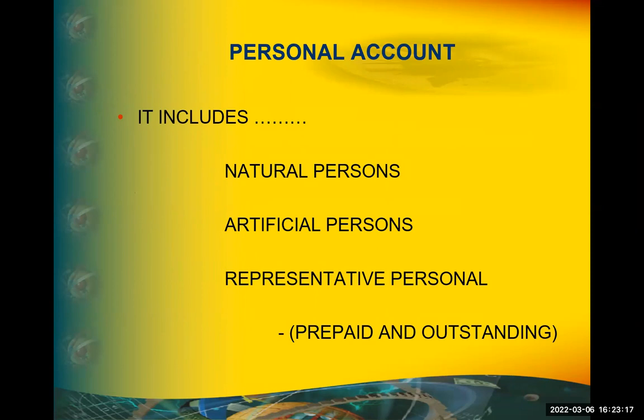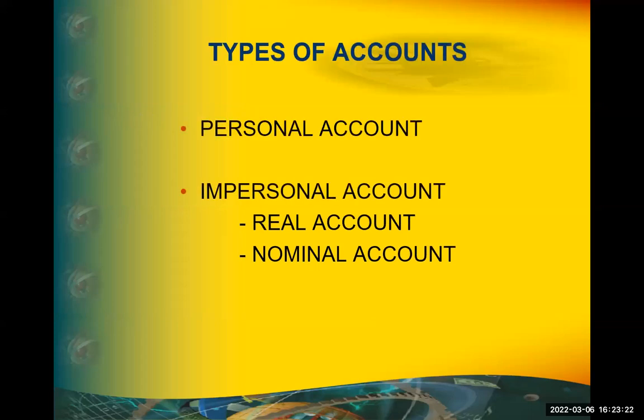Now, as per double entry bookkeeping, we have two accounts. Broadly, all the things, whatever you have, we have five items we discussed. What is that? Equity, liability, asset, income, expenditure.